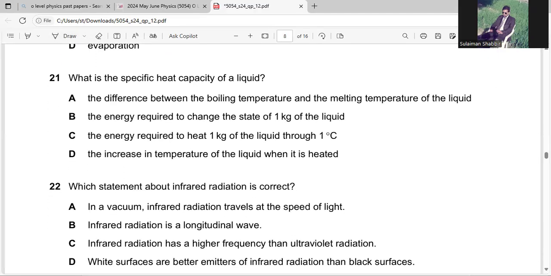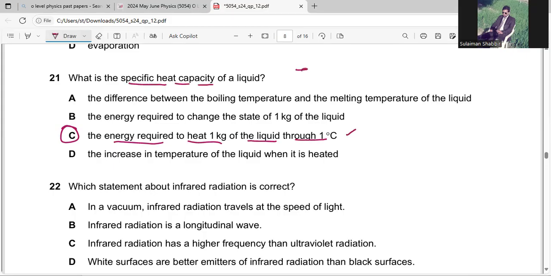What is the specific heat capacity of a liquid? So I will say the difference between the boiling temperature and melting temperature. No. The energy required to change the state of 1 kg of liquid. No, not change, it should increase the temperature. The energy required to heat 1 kg of the liquid through 1 degree centigrade. This is the right option. That is called specific heat capacity. Joule per kg per Kelvin, or per degree centigrade we also take for it.